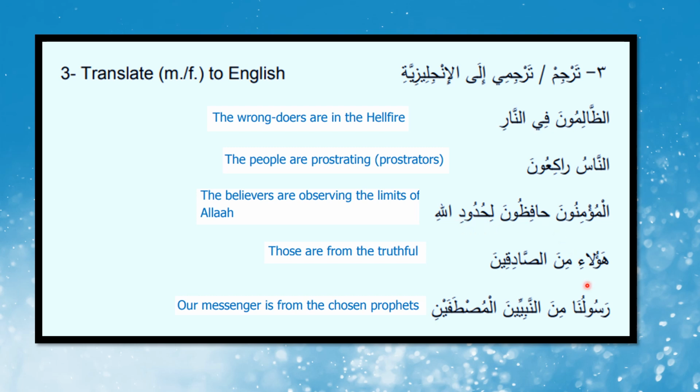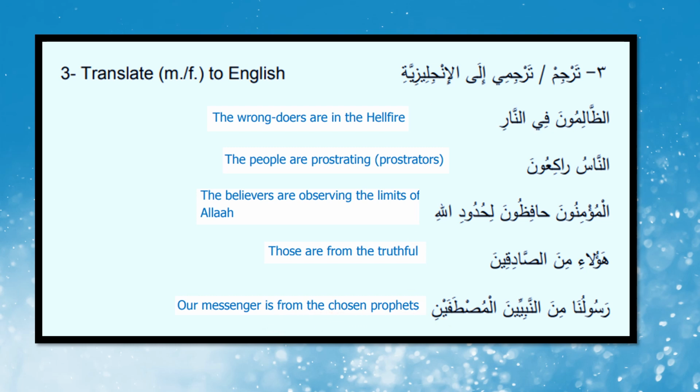And now let's see, ha'ula'i minas-sadiqin. Those are from the truthful. Sadiqin is also Jama Muzakkar, in an ism majroor position. Rasuluna minan-nabiyyin al-mustafain. Is this a Jama Muzakkar? Yes, it's Jama Muzakkar. Can you see the structure and why the fa is having a fatha? Remember, Mustafa, the singular, has alif makhsura. So those nouns which have alif makhsura will remain intact with the fatha on the last letter when the alif makhsura gets deleted. So our messenger is from the chosen prophets.